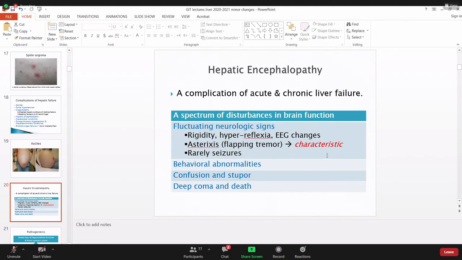Asterixis or flapping tremor, which is characteristic. If we ask the patient to extend the arms, they develop a flapping tremor like this, okay? This is called flapping tremor, which is characteristic of hepatic encephalopathy. Sometimes they develop seizures, behavioral abnormalities, confusion and stupor, and in very severe cases they end up in deep coma and it might lead to death of the patient.